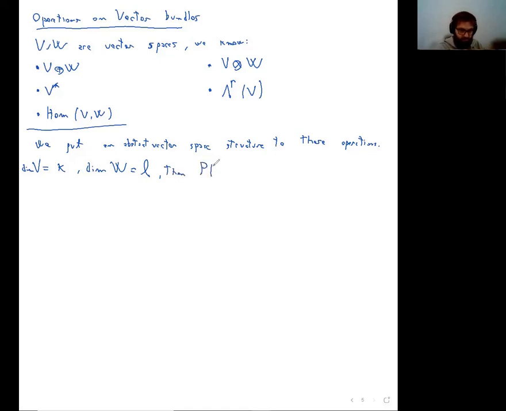Then P of V, W, and this P you should think of as a function of the two vector spaces. So for instance, it could be the sum, it could be the homomorphism, it could be the tensor product. It could be actually just a function of one of the two spaces. So for instance, the alternating product or the dual. So this is a vector space of some dimension R, which depends only on the two dimensions. So all of these satisfy this.